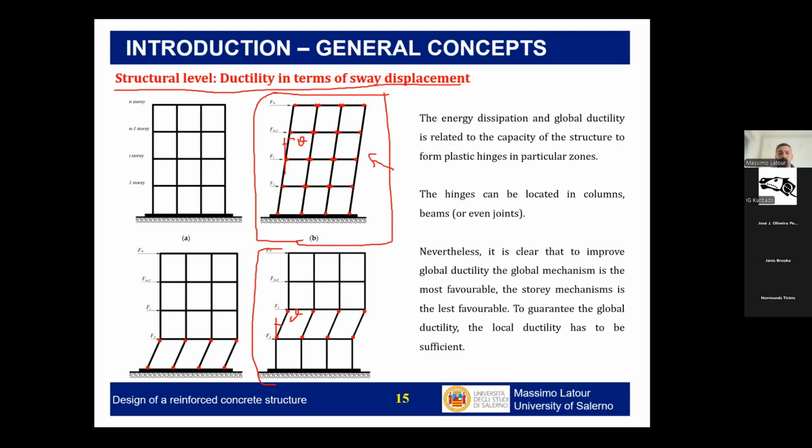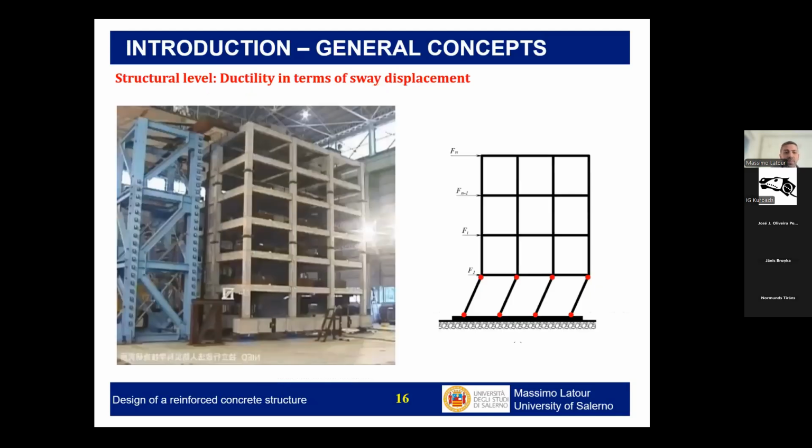Okay, so to improve the global ductility, we have to select case by case the most favorable failure mode. This to guarantee a high global ductility thanks to the exploitation of the local ductility. This is what we want always to avoid, and the rules that we apply are precisely done to avoid this. A failure based on a story mechanism.